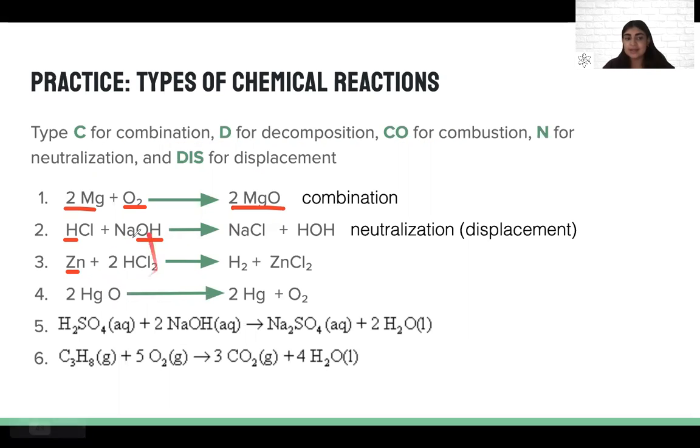We do have an acid here, we see that there's an H, but zinc is not a base, so it can't be neutralization. And also, since the products are not water and carbon dioxide, it can't be combustion, so this has to be displacement. But we can actually see that because zinc and the hydrogen are switching places. We go from zinc being alone and then hydrogen being with chloride to hydrogen being alone and then zinc being with chloride. So this would actually be a displacement reaction.